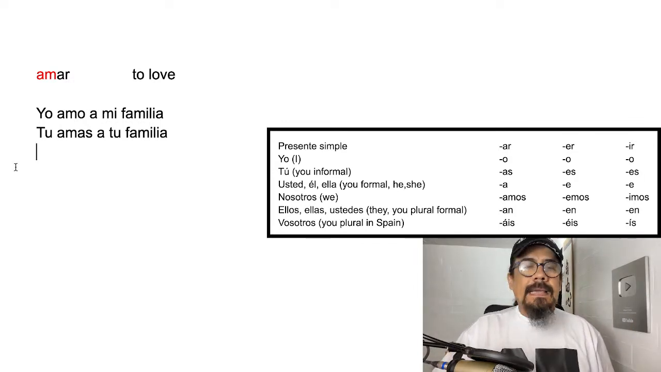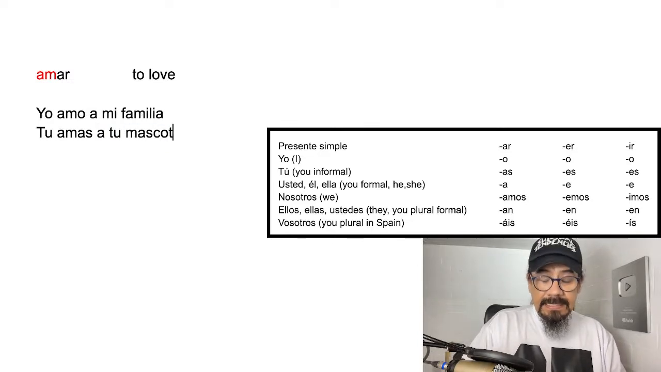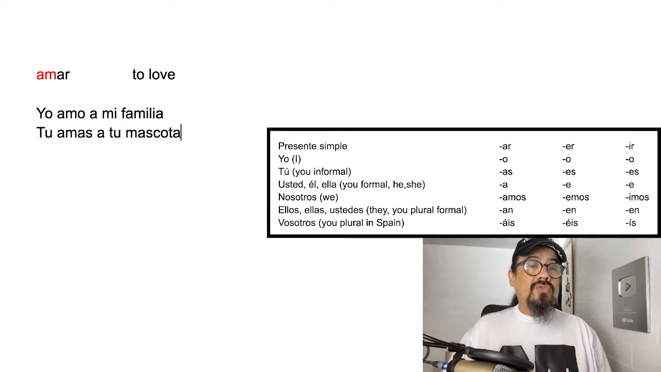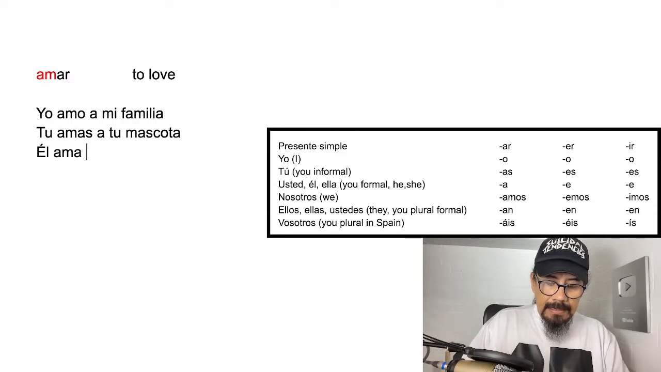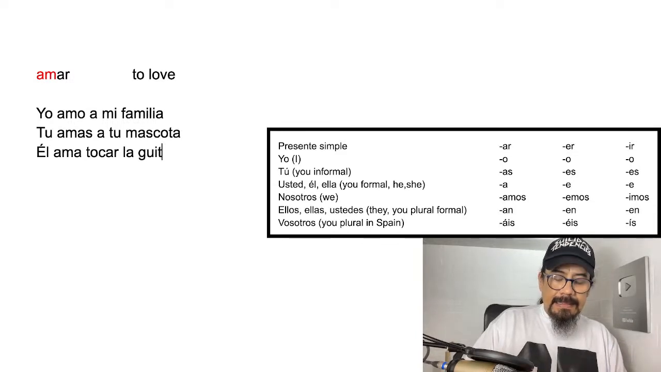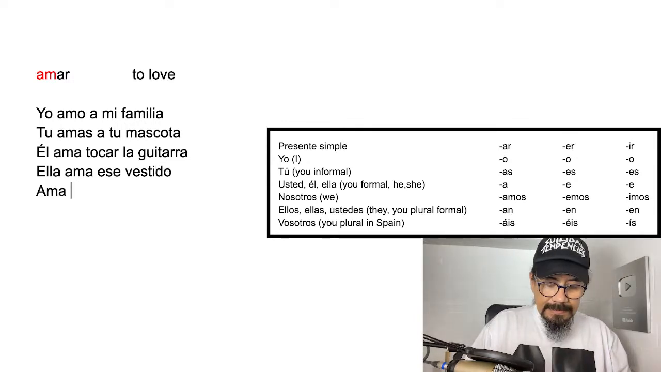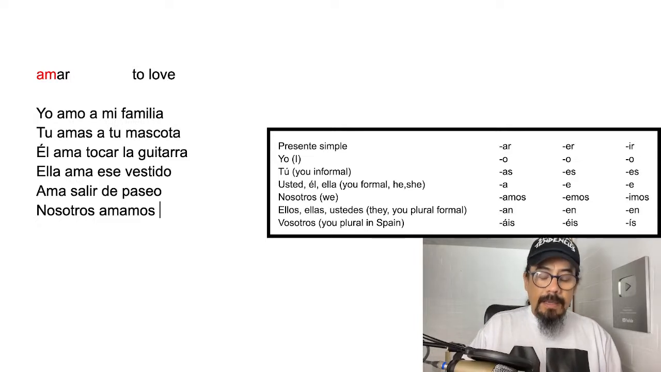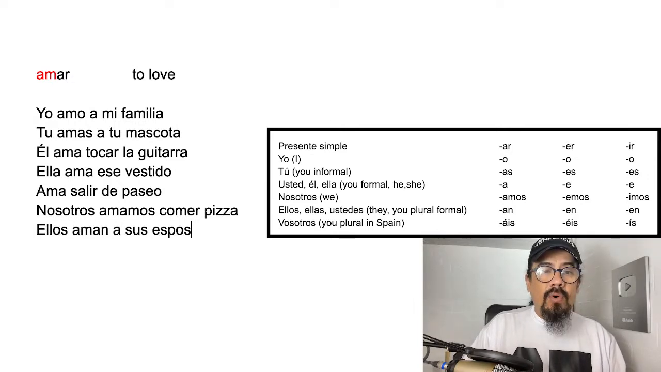Well, let's say tú amas a tu perro, a tu mascota, because I don't know, perhaps you have a dog or a pet or a fish or a turtle, a snake, I don't know. Él ama tocar la guitarra. Ella ama ese vestido. Ama salir de paseo. Nosotros amamos comer pizza. Ellos aman a sus esposas.